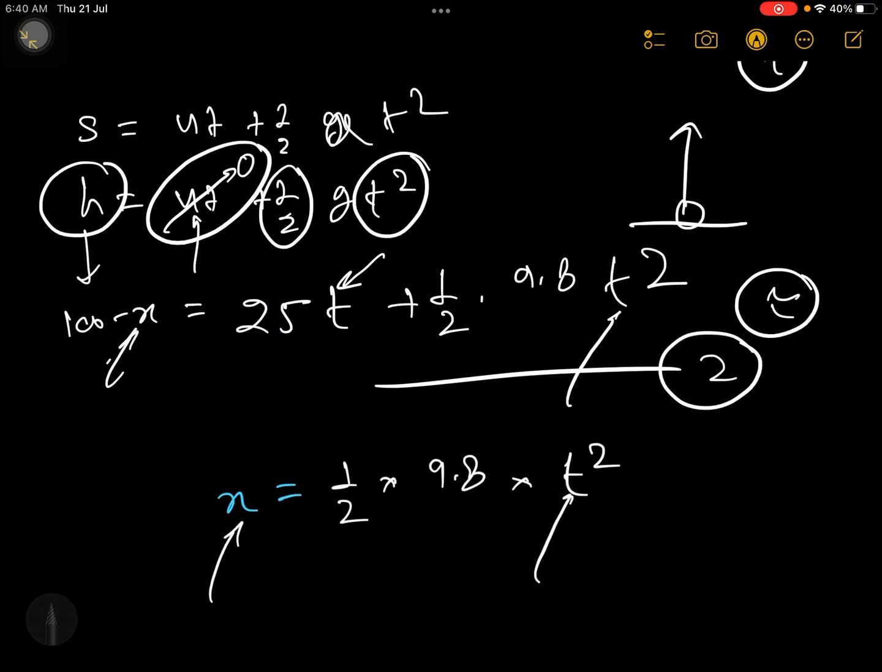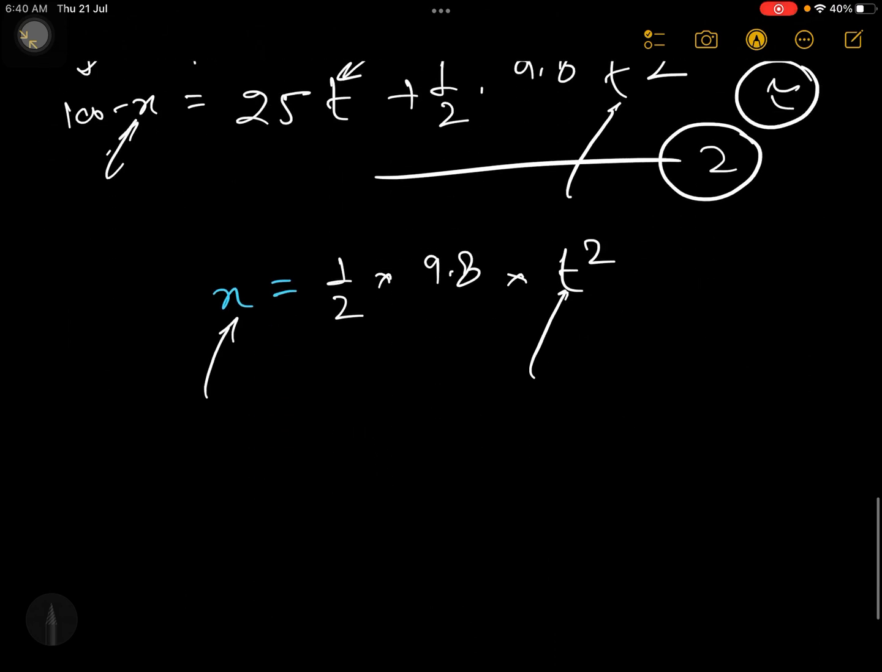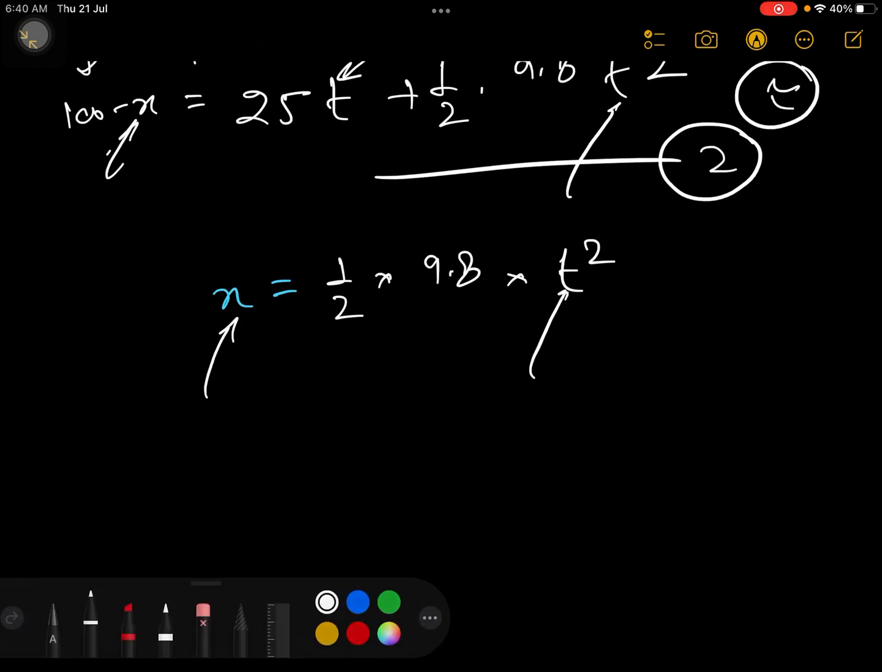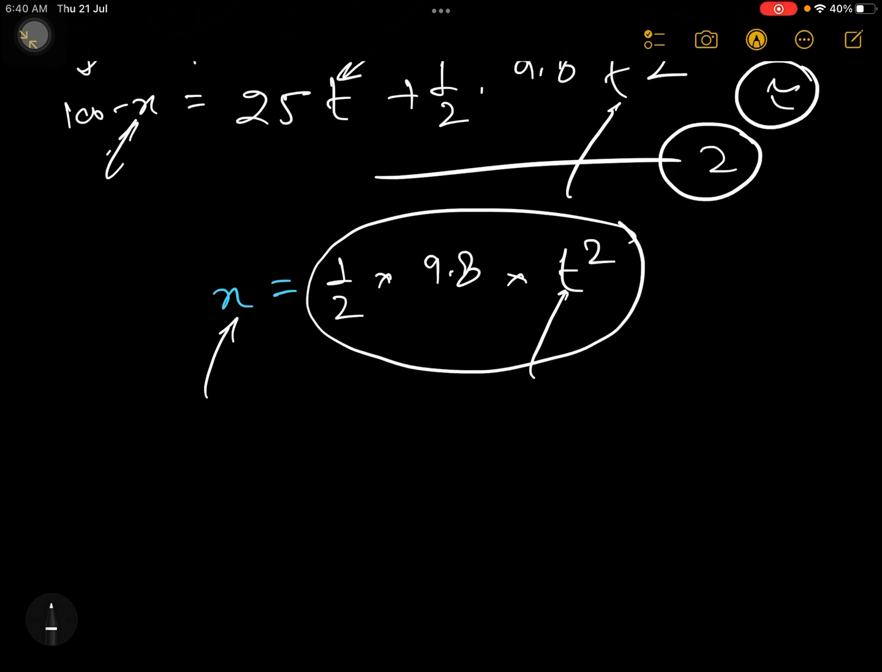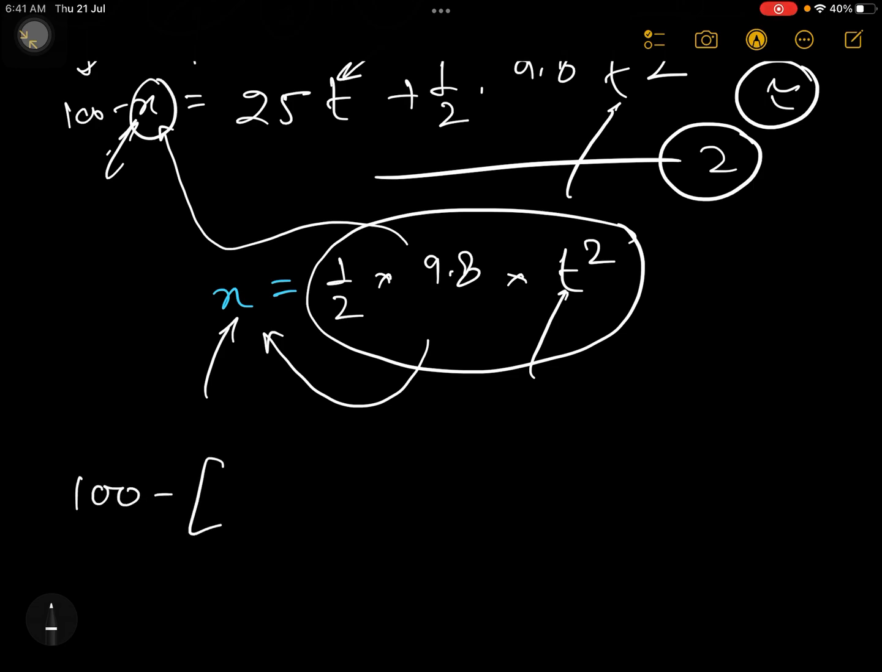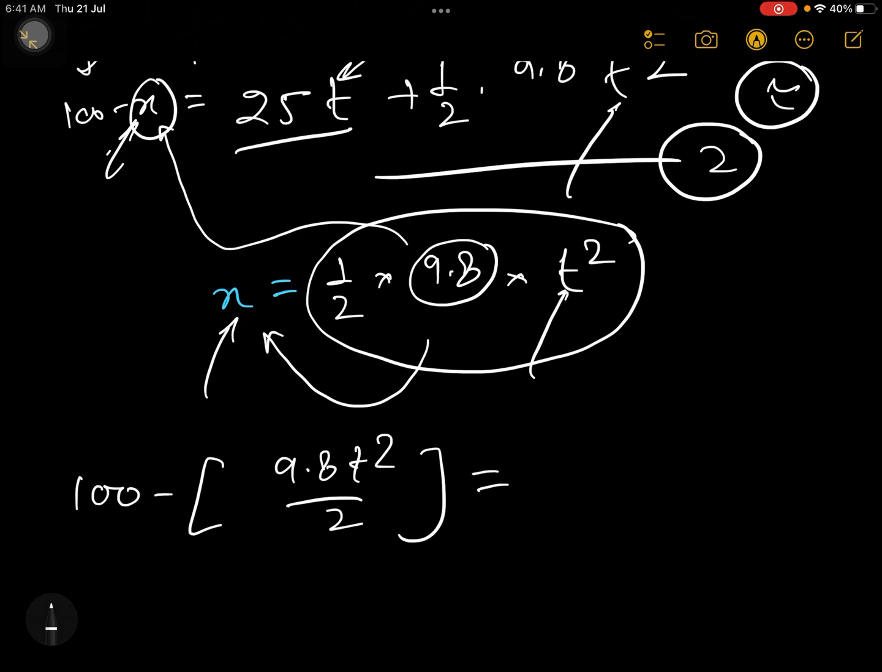You can clearly see here. But in your notebook you just write down one more thing: this entire value is actually equal to x, so this entire value you can put here because here we have x. So this equation will look like 100 minus the entire value, that is nothing but 9.8 t square by 2. 9.8 t square by 2 is equal to 25t plus 9.8 divided by 2 and t square.